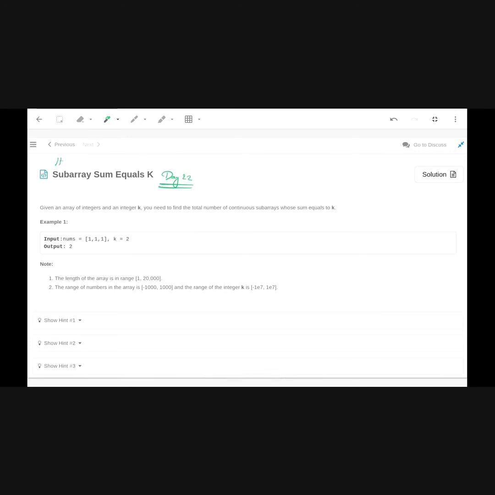Today's problem is actually problem number 560 on Leetcode: Subarray Sum Equals K. You are given an array and a k value, and you need to find the total number of continuous subarrays whose sum equals k.